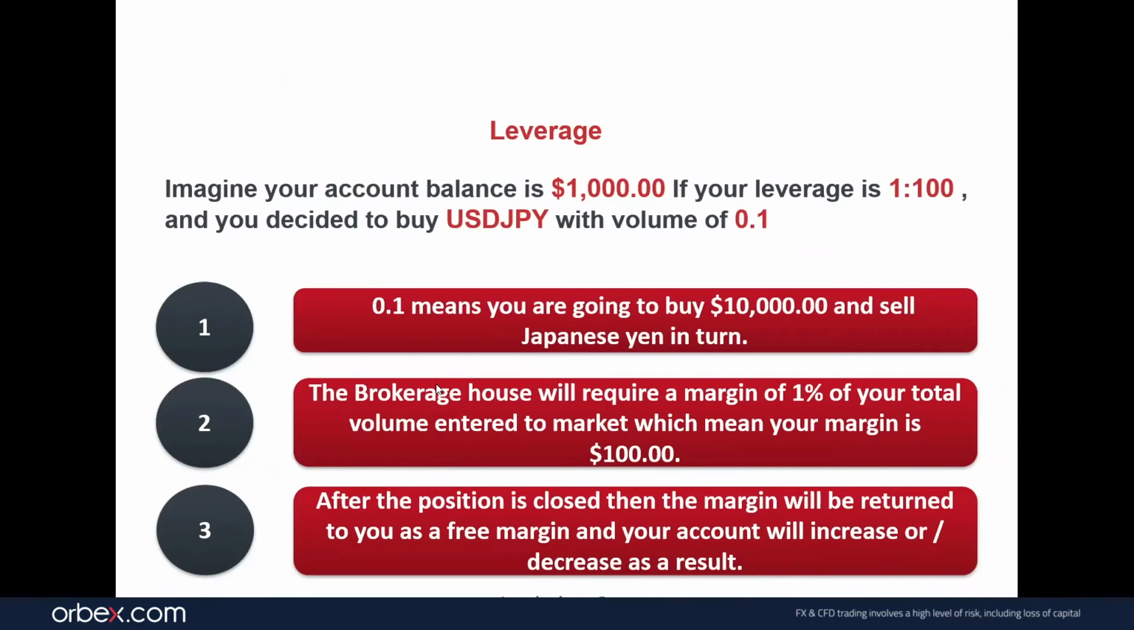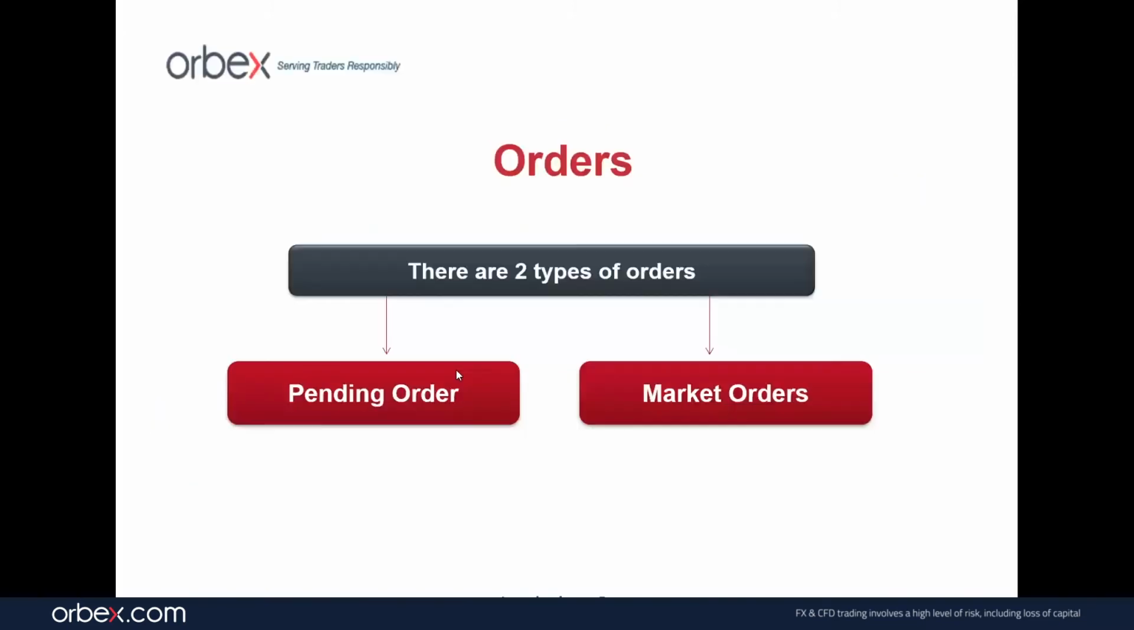Just to cap off the leverage conversation, imagine your account balance is $1,000. If your leverage is 1 to 100, you decide to buy USD/JPY with 0.1. That 0.1 means the mini lot, sorry, so $10,000. As I said before, whatever the base currency is, that's what you're buying. So you're trading $10,000 against Japanese yen. After the position is closed, the margin will be returned as well. As I said, we'll go into a lot more detail as the webinars go on, and we'll see a lot more of this.